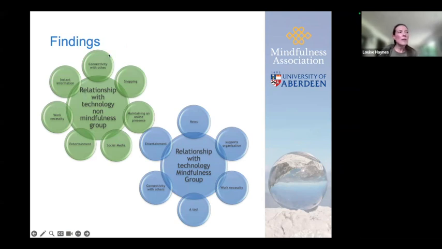Here we can notice that there were some correlations. Both groups talked about the necessity to use technology for work. They both spoke about the concept of it supporting their communication with others. And they both spoke about the idea of entertainment.